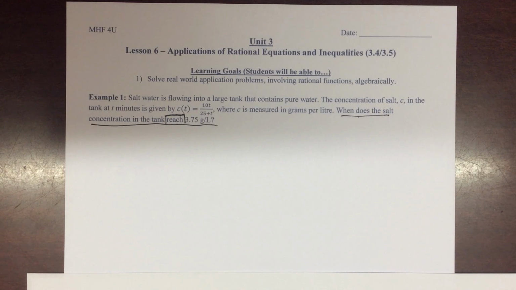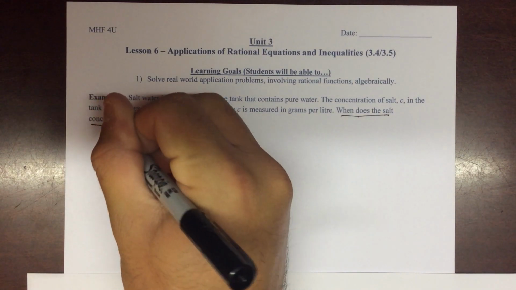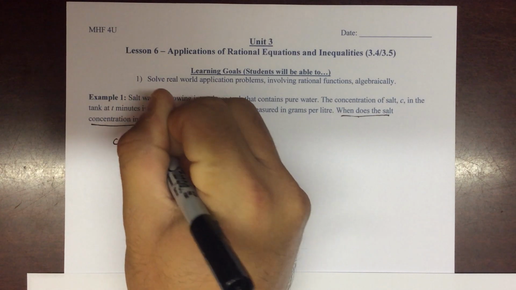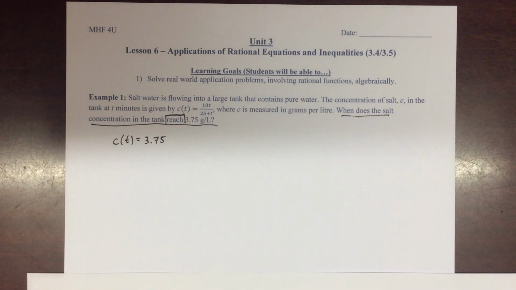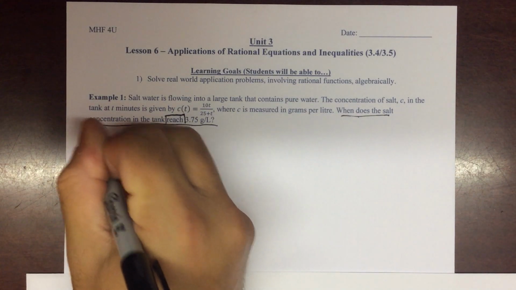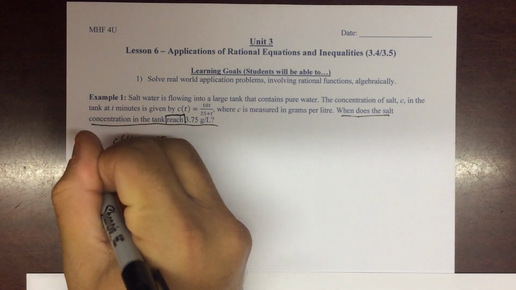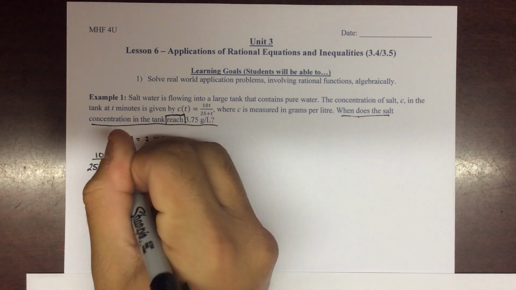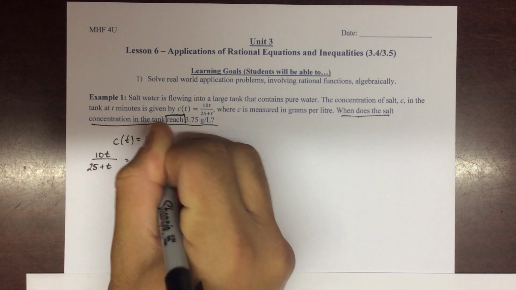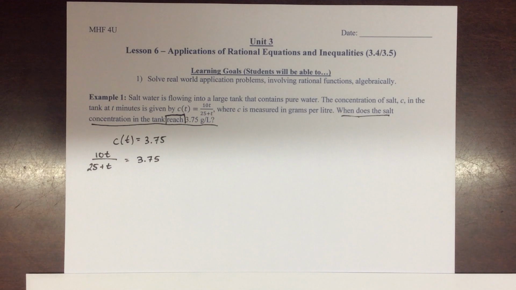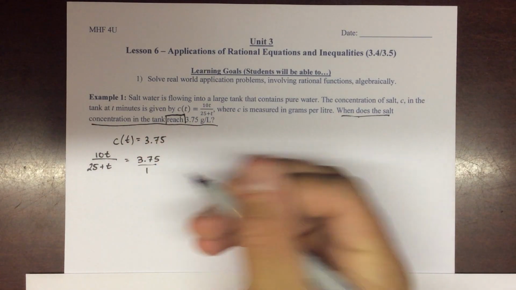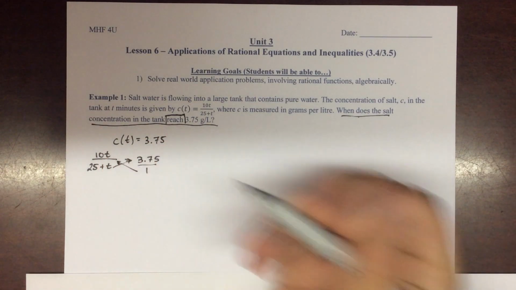The way we do this is by setting our function c of t equal to 3.75. So it's going to look like 10t over 25 plus t equals 3.75. And now we use the skills that we've gathered in the last two lessons, lesson 4 and 5, and we solve this rational equation. We do this through cross multiplication. I set my whole number over 1, and I cross multiply like so.